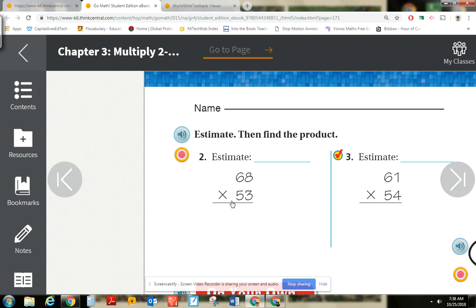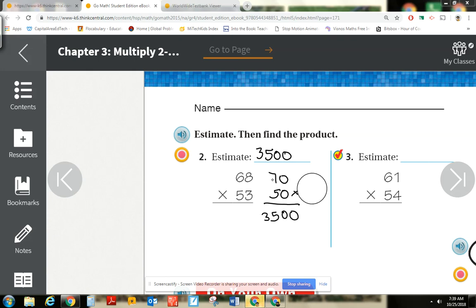So write down 68 times 53, and right off to the side here, we are going to round these numbers. 68 is closer to 70, and 53 is closer to 50, and we're multiplying. So I would do 7 tens times 5 tens. Well, 10 times 10 is 100, so it's going to be 3,500. My estimate is 3,500. That's going to be my reasonable answer.